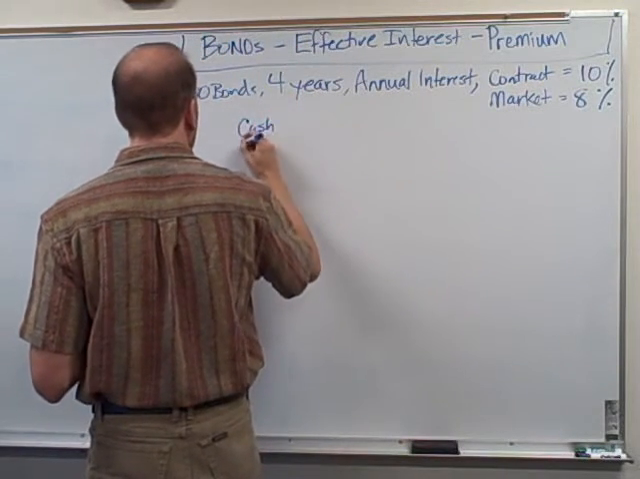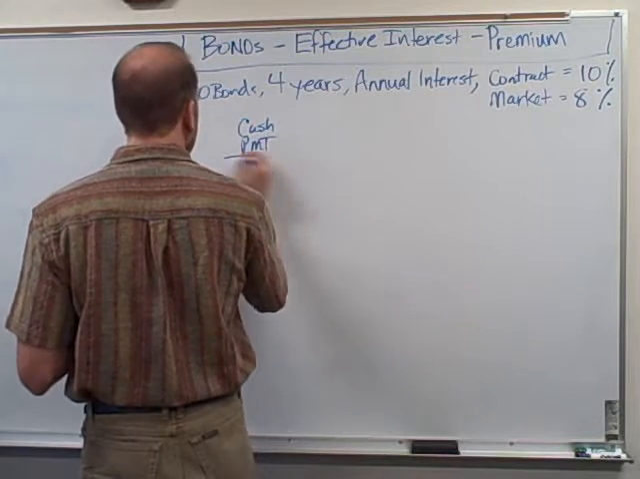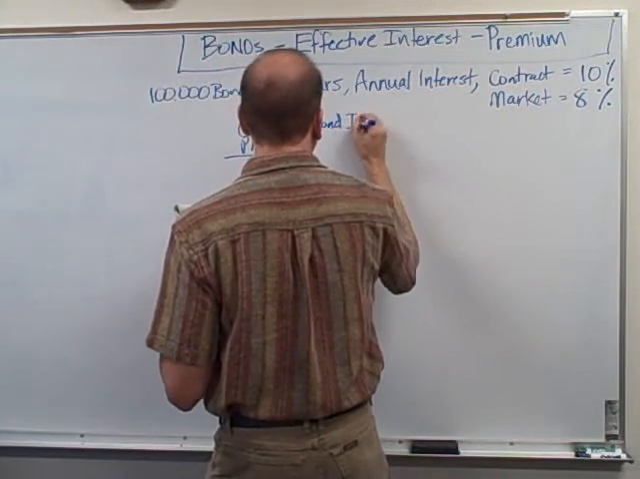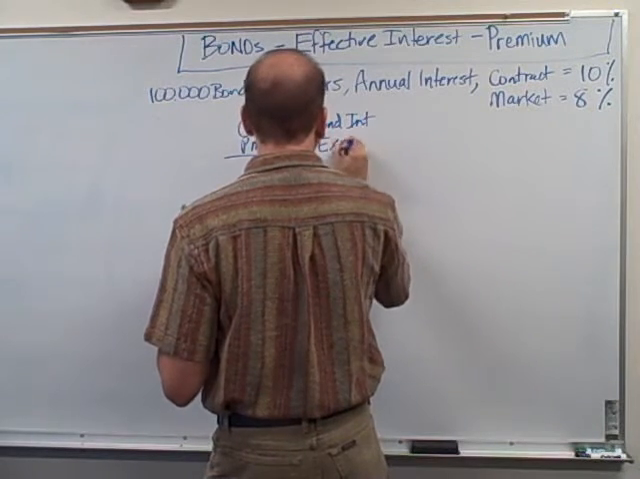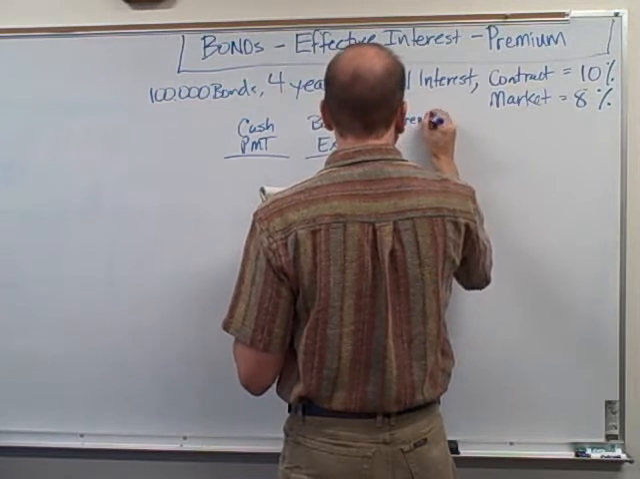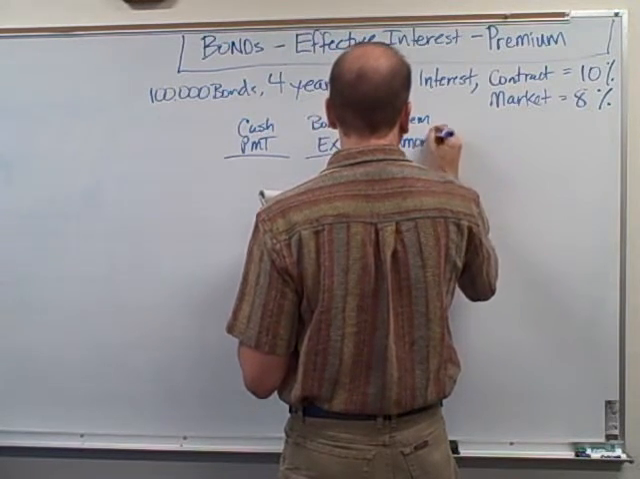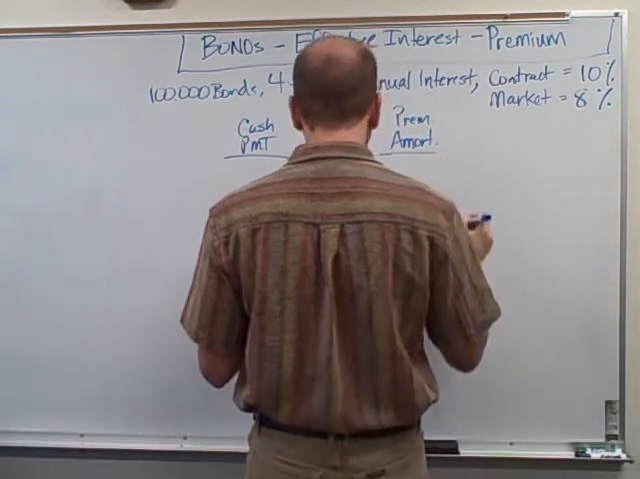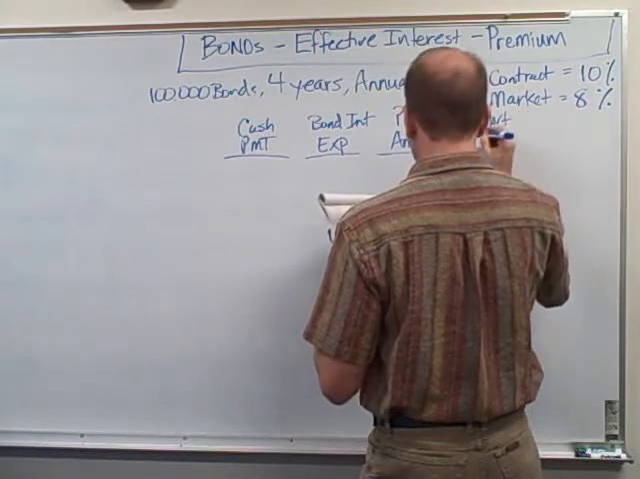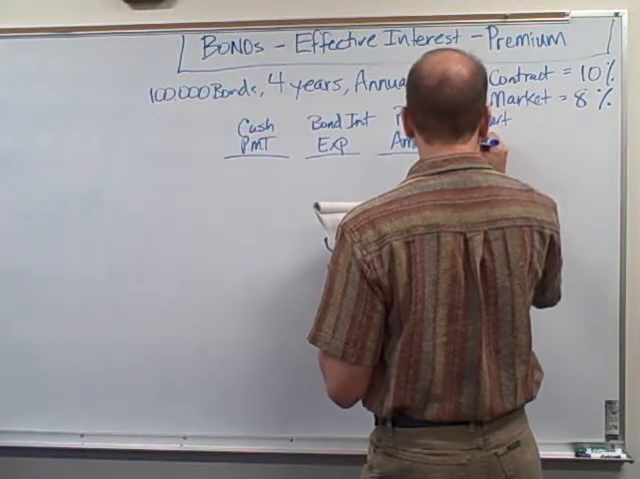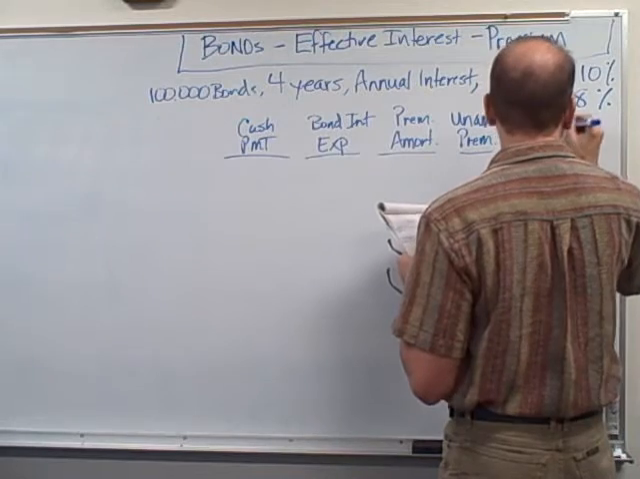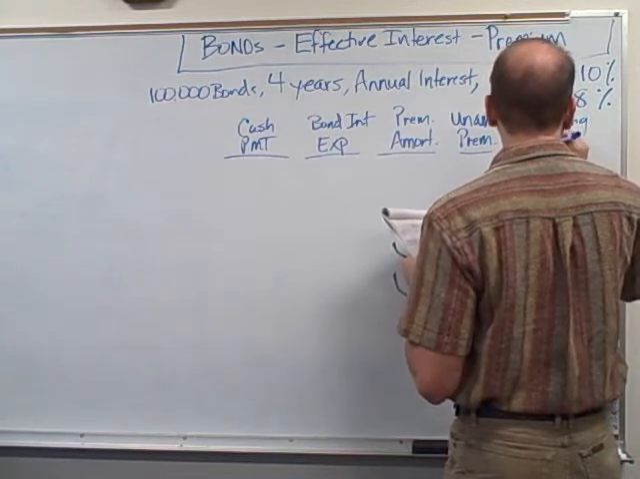I'm going to put together, I'm abbreviating some stuff here: cash payment, bond interest expense, the premium amortization, the unamortized premium, and then our final carrying value of the bond, so our carrying value.